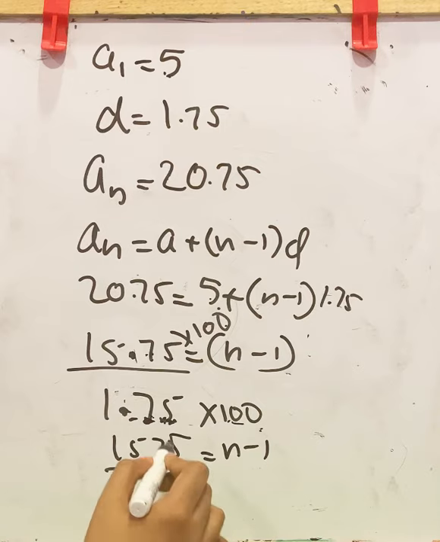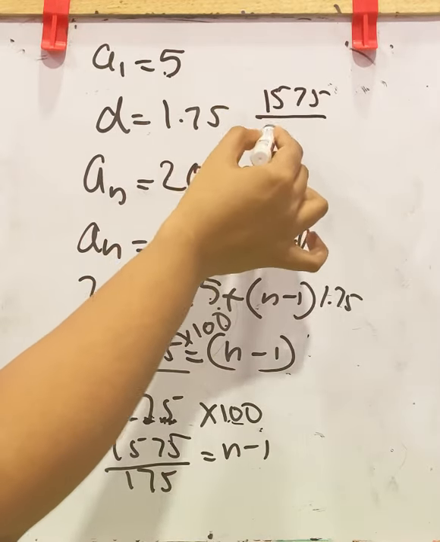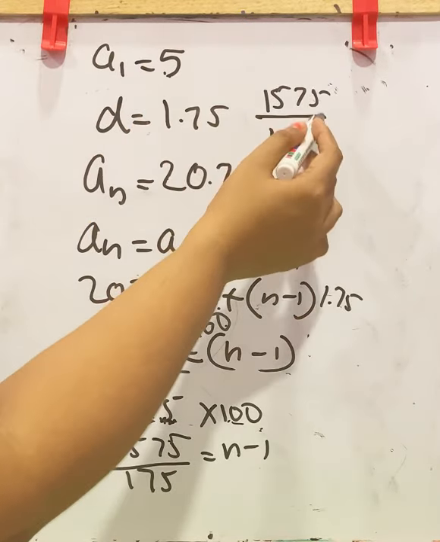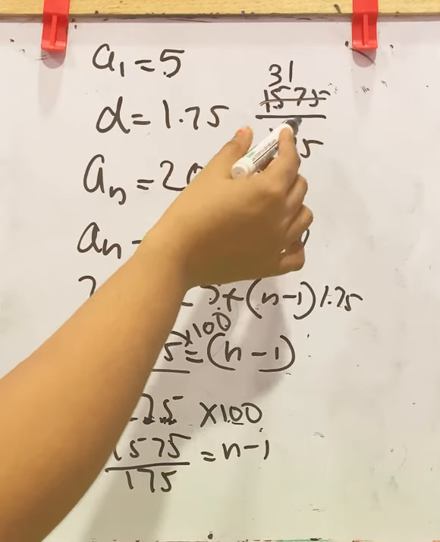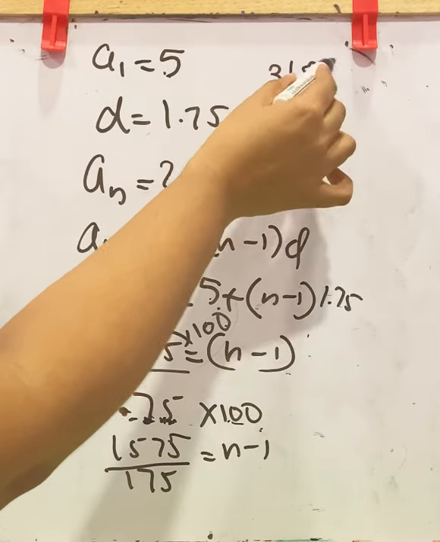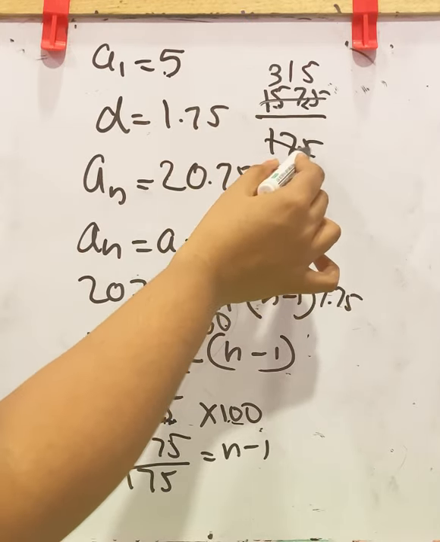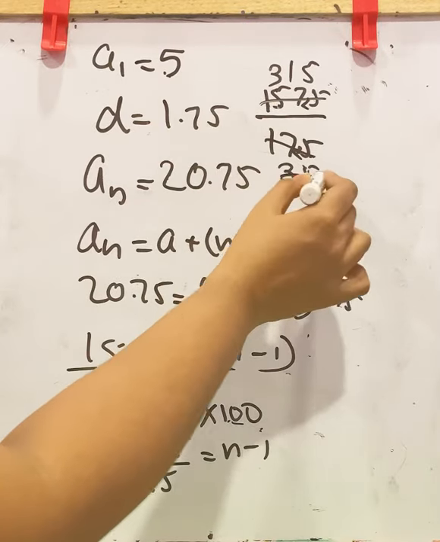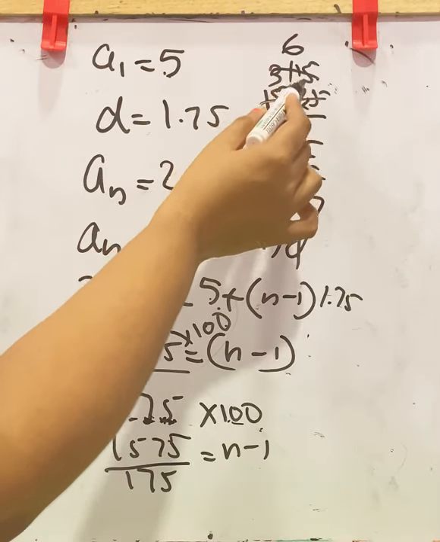1575 divided by 175. I will do the cancellation here with 5. Both are multiples of 5 because they end with the digit 5. So 5 3s are 15. In 7, 1 5 is 5, balance 2. 5 5s are 25. Here 3 5s are 15, balance 2. 5 5s are 25. Now in 315 and 35 we again have 5 as the common factor. 7 5s are 35. Here in 31, 6 5s are 30, balance 1. This becomes 15.